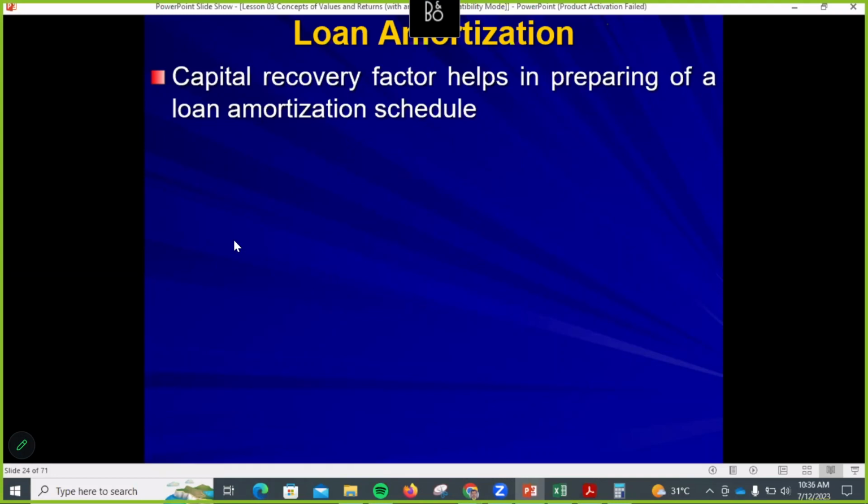And companies which borrow money from the bank should separate the interest from the total installment they pay. So interest would be charged to the profit and loss account, while the principal amount is to be deducted from the loan. For that purpose, they want to maintain a loan amortization schedule.